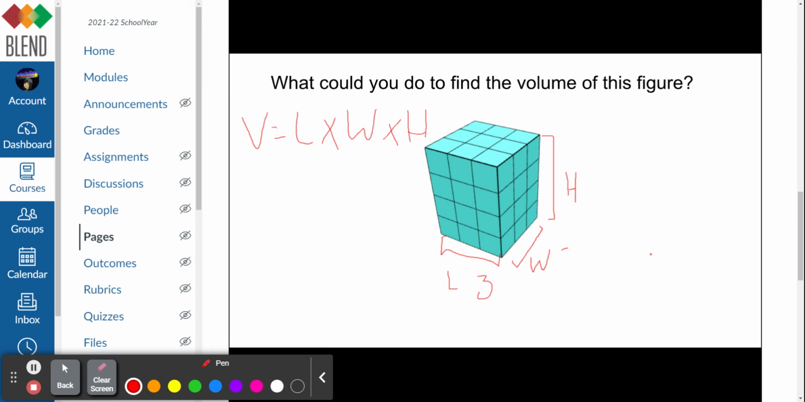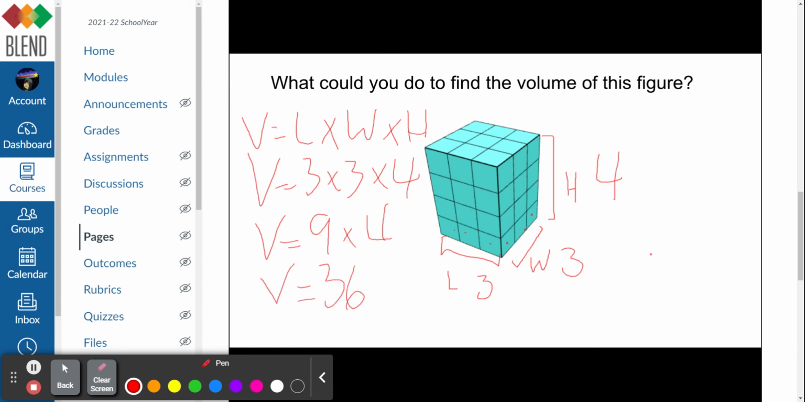So the length is 3, the width is 3, the height is 4. So volume equals 3 times 3 times 4. So let's find our base layer first. Volume equals 9 times 4. So our base layer has 9 cubes inside. We can only see 6 of them, but there are 9 down there. And we have 4 layers of them. So that should mean that we have a total volume of 36 cubic units. Sorry, I'm still writing with my finger and it doesn't look great. So we took the length times the width times the height. And when we just multiply length and width, that gives us our base layer.